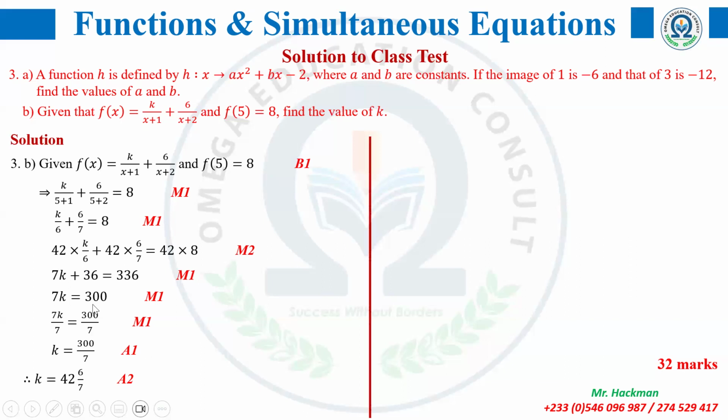Okay, so 336 minus 36. That will give me 300. I write it again before I divide it. I end up getting this.